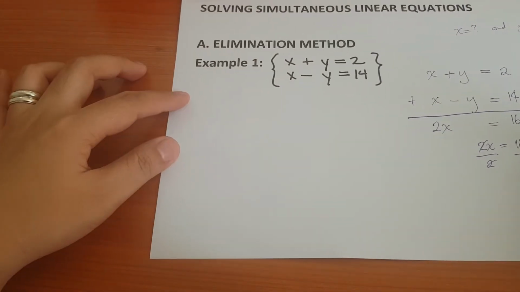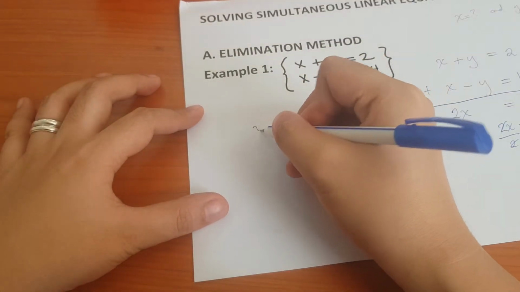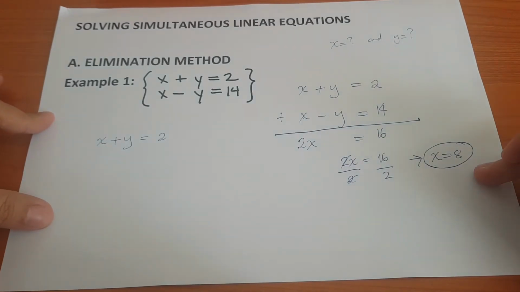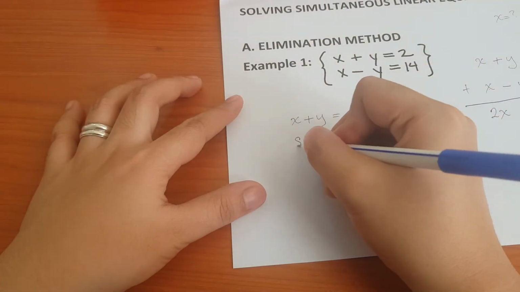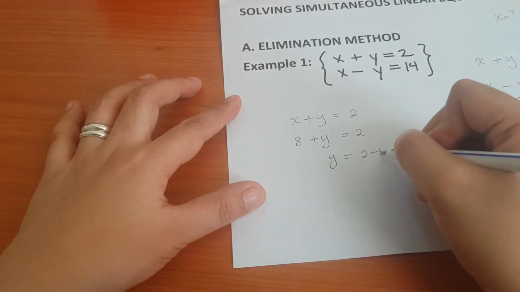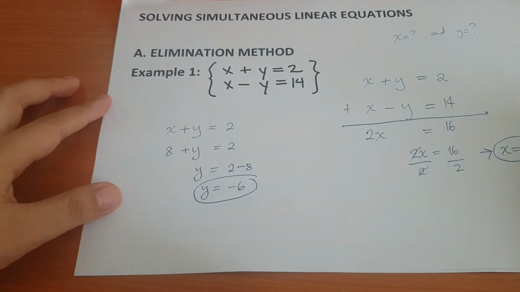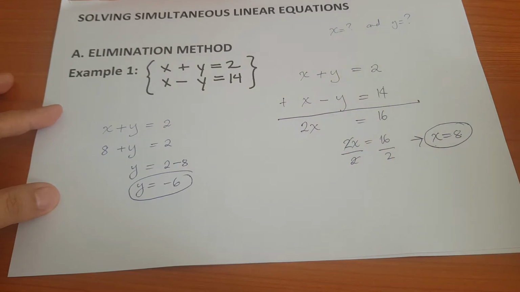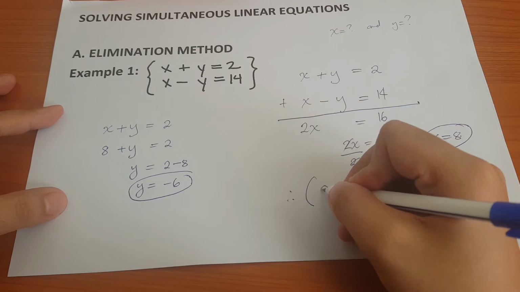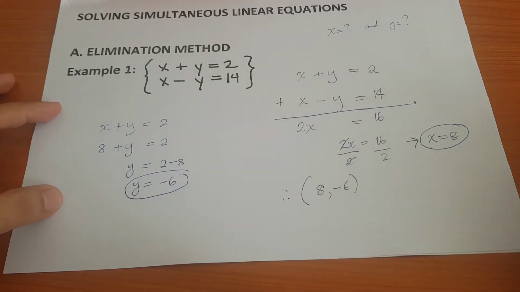So in this case, I will substitute my x, which is 8, into my first equation. The first equation is x plus y equals 2. The x that we obtained was 8. So 8 plus y equals 2. So y is 2 minus 8. So y is minus 6. So we have the value of x is 8 and the value of y is minus 6. Therefore, we will write it as a coordinate. So this will be your answer.